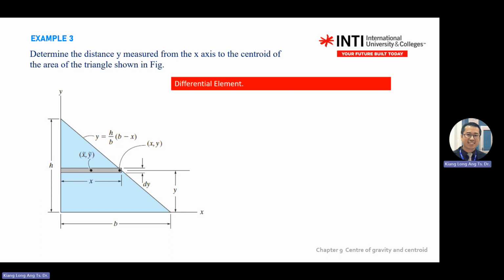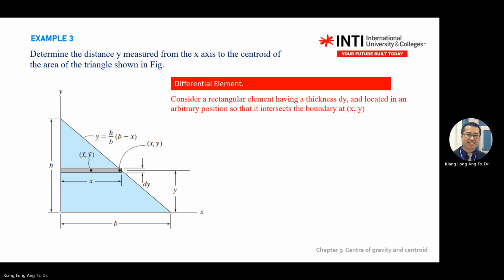So same as the first method, you write differential element. Tell me where is the location of your small element. So the first step you write differential element, then you go to your diagram. You draw the gray color rectangular, dy, and your x, and where is the intersect of x and y.